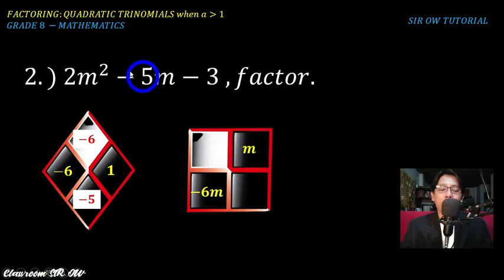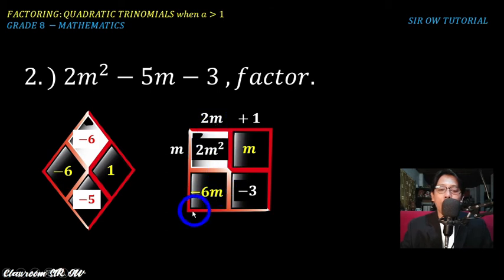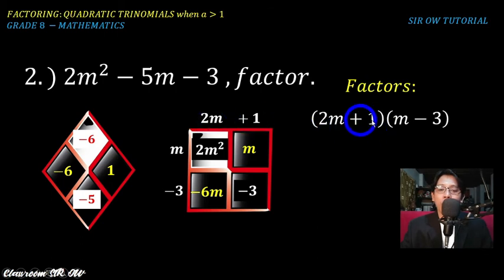And after that, our next task is we will just copy the first term, 2m squared, and we'll put that in the first window, and the constant, which is negative 3, in the fourth window of our box. So we have 2m squared and negative 3. And after that, we will factor out 2m squared. We have 2m and m. So after that, we will divide m by m. M divided by m is, of course, positive 1. And negative 6m divided by 2m is negative 3. So our factors are 2m plus 1, I just copy this one, and m minus 3. And of course, this will be our answer.